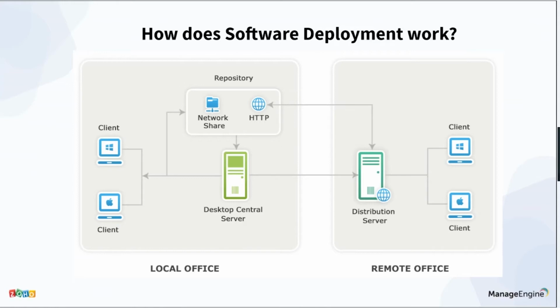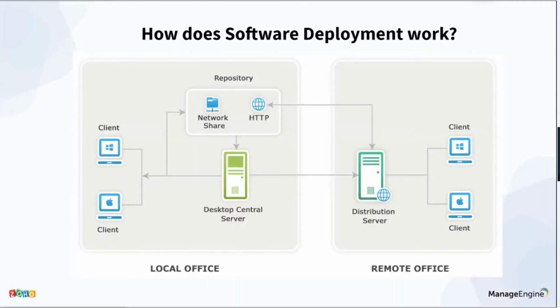In case you have multiple computers in an office infrastructure, or multiple remote offices in different locations, they will all be using internet bandwidth to download the software from the Desktop Central server. So to minimize the bandwidth consumption, we have something called a distribution server, which will download all the required software once over the internet, and then use the local intranet connection to distribute it to the client machines. So we'll be able to minimize bandwidth consumption because of the software deployment as well.